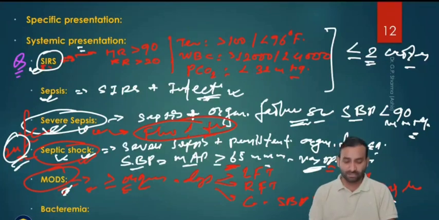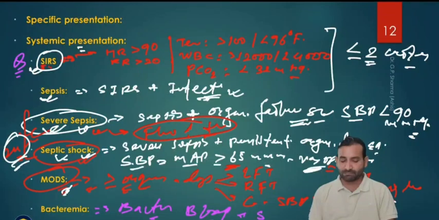24 hours. Bacteremia means what? The bacteria are present in the blood, but the signs and symptoms may not be present. Is that okay? This is called bacteremia. So a patient with surgical site infection may present with these multiple criteria like SIRS, sepsis, severe sepsis, septic shock, MODS, or bacteremia.